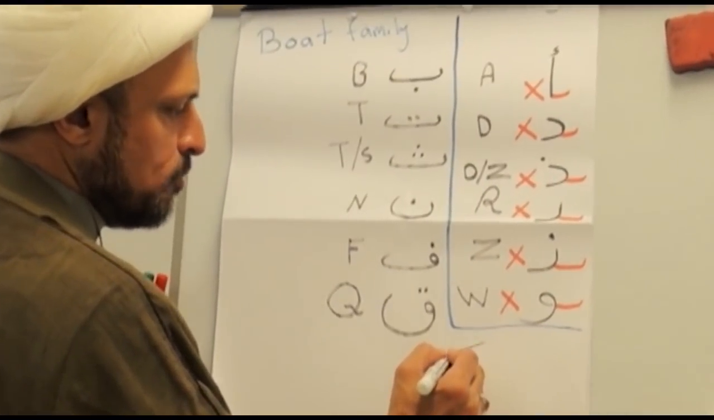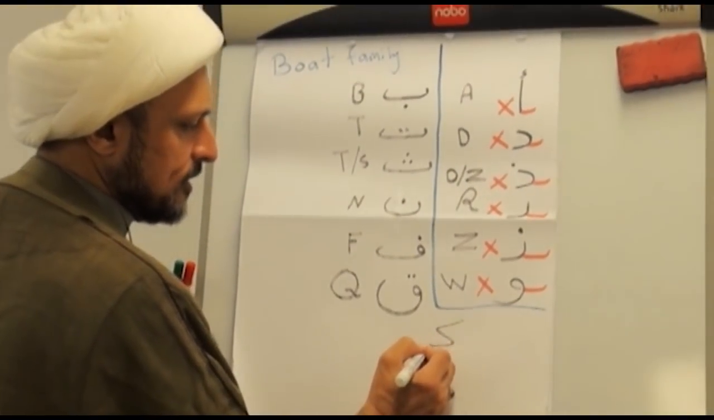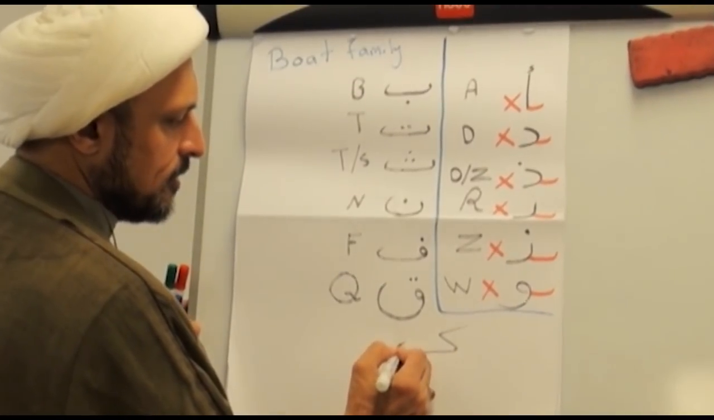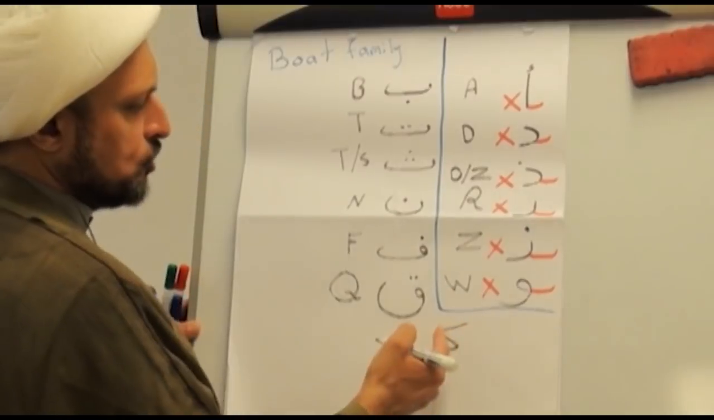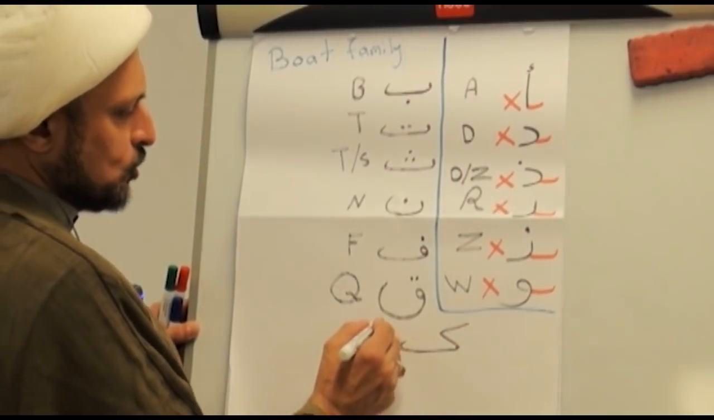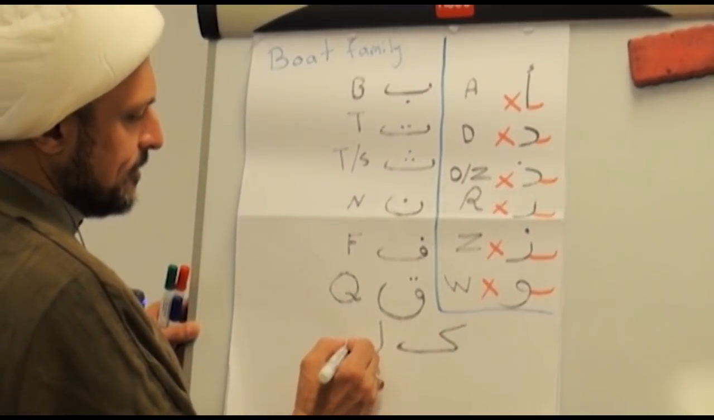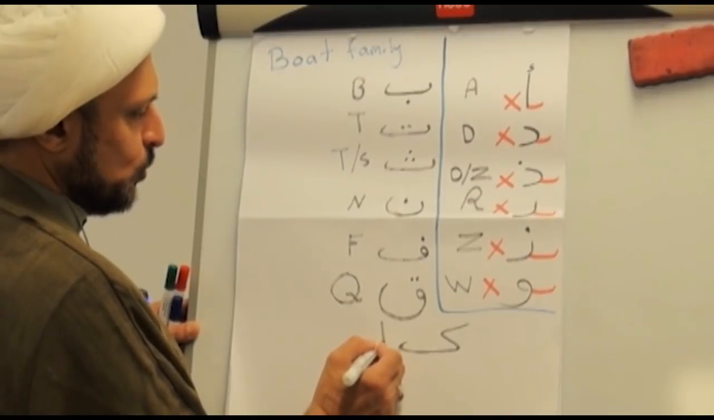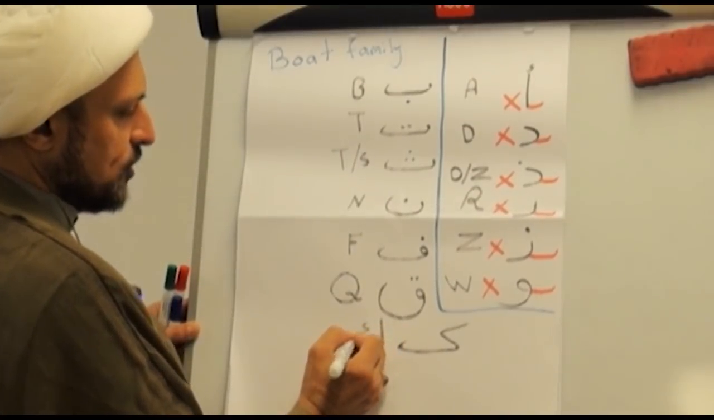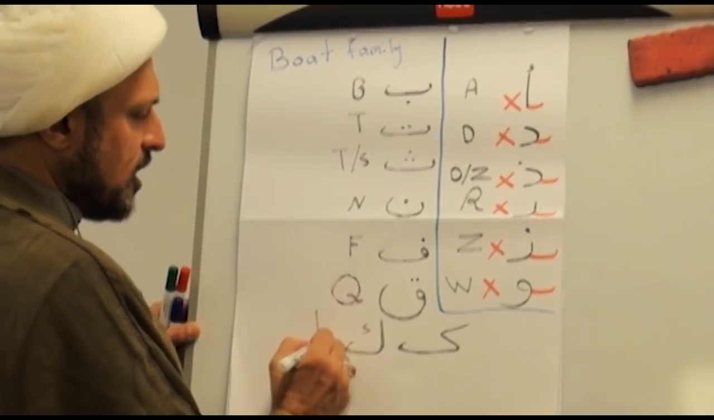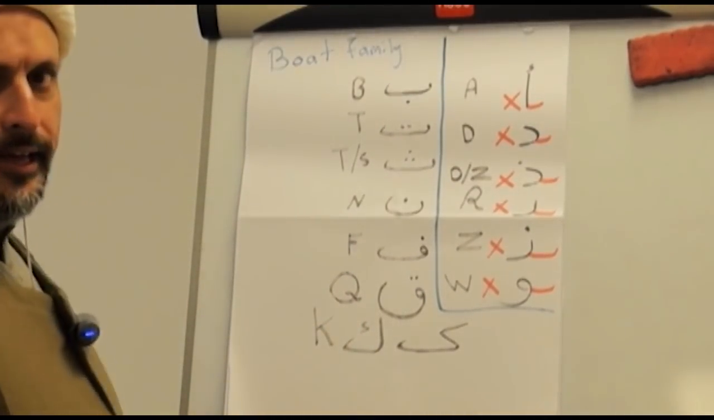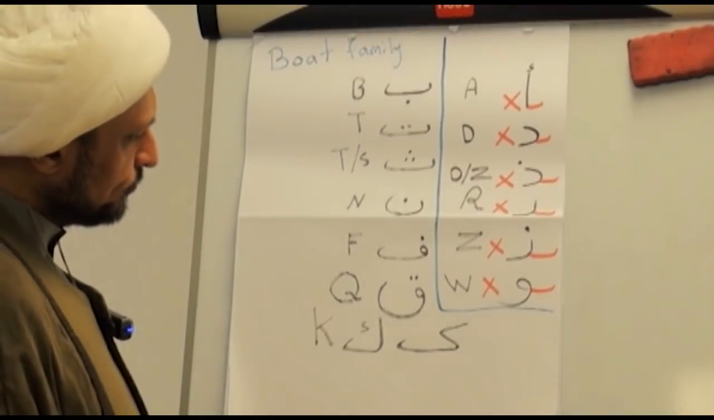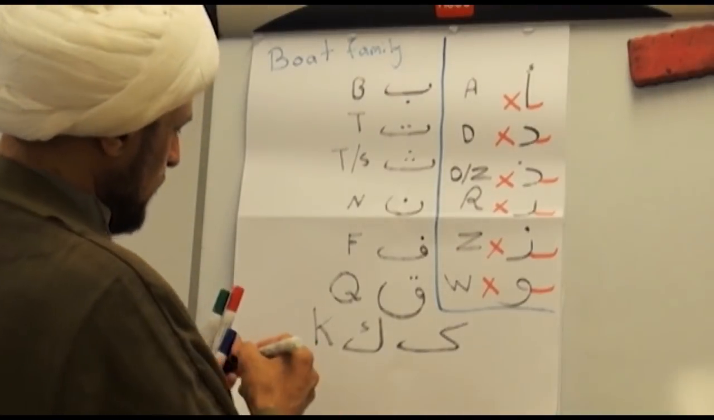So ka is written in two forms. One is like this kind of boat. And when it comes at the end, it's written like this. This ka is like a K sound. Ka. K sound. Okay?